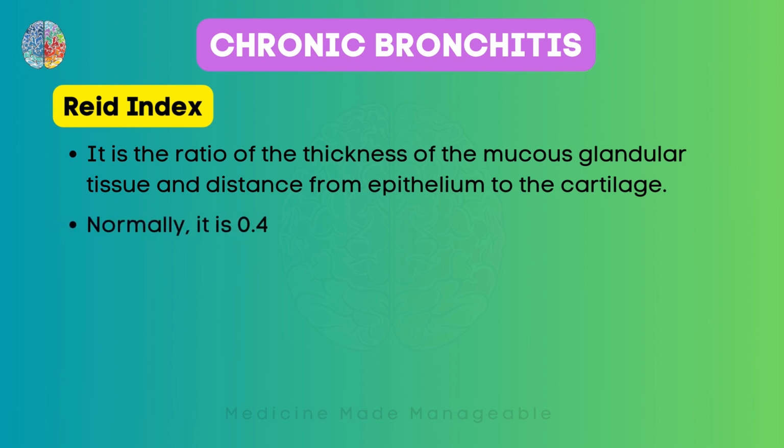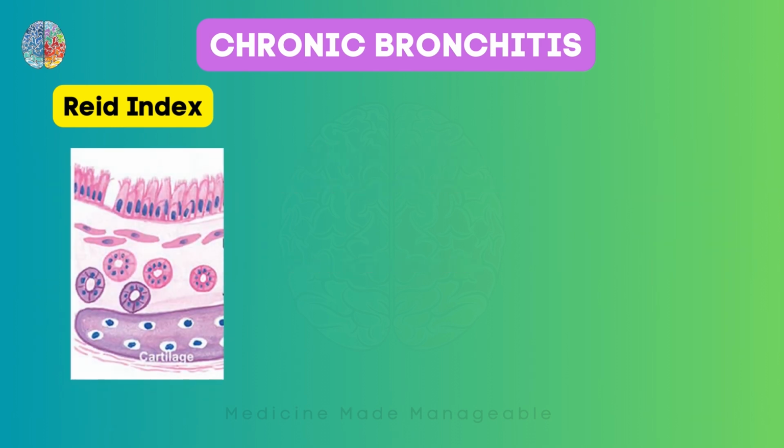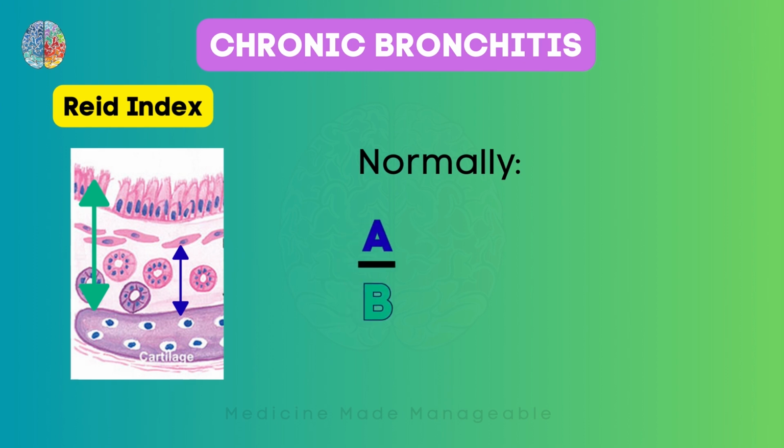Normally, the Reed index is about 0.4, but it increases in chronic bronchitis. Let's see why. This is a microscopic picture of the bronchus where this arrow in green represents the distance from the epithelium till the cartilage, and this arrow in blue represents the length or the thickness of the mucous glandular tissue. Now what is Reed index? Reed index is the ratio of the mucous glandular part, which is in blue. Let's call this part A, and the total thickness till the cartilage in green, let's call this part B. So we just saw that normally the ratio of A and B is 0.4.